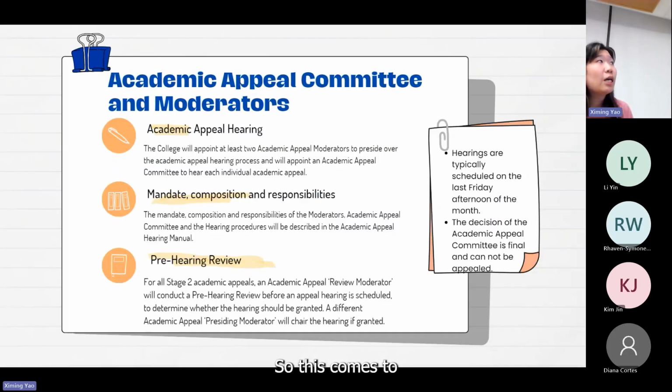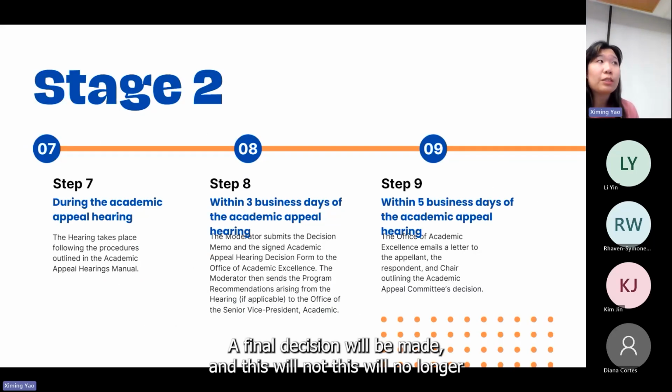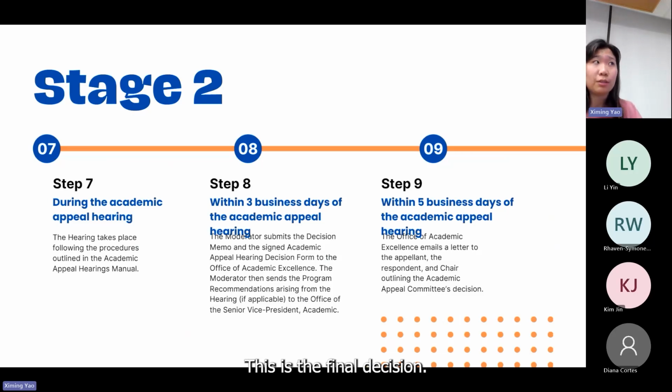So this comes to an end for the entire process and procedure. A final decision will be made, and you will no longer be able to appeal it. You cannot appeal a final decision. This is the final decision.